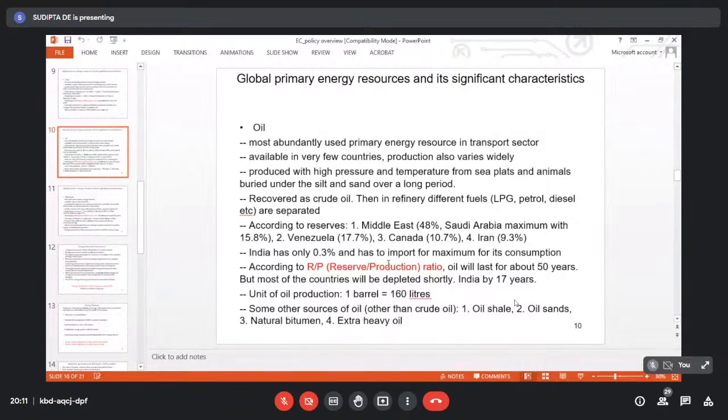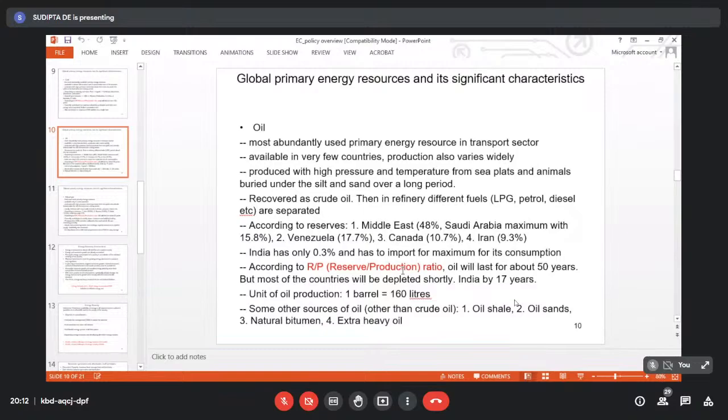But many other countries like India are unfortunate, as we don't have sufficient oil reserves, very little compared to our consumption. So our entire economy depends on how much oil we import. Anyway, I'm coming to that part later on. Let's go point by point. Oil is the most abundantly used primary energy resource in the transport sector. Coal is mostly used in the power sector, but oil is mostly used in the transport sector.